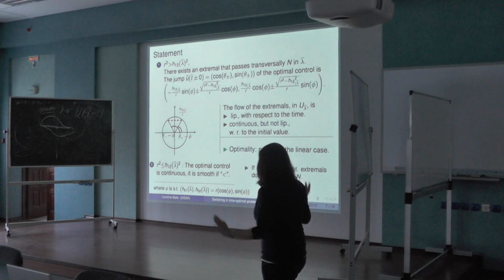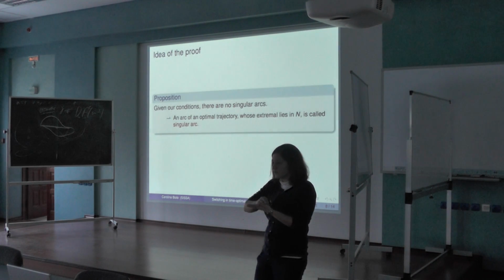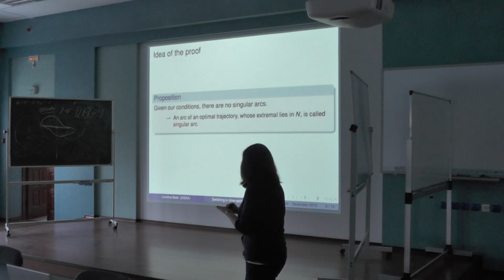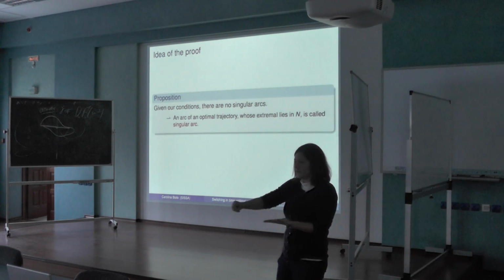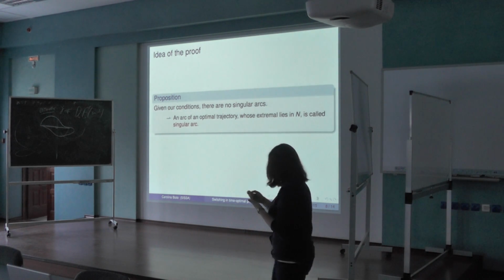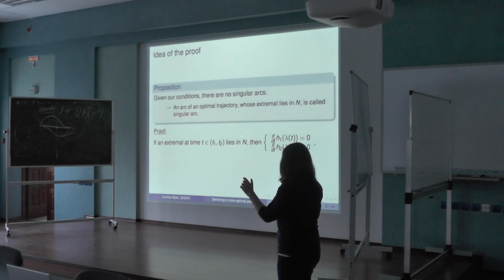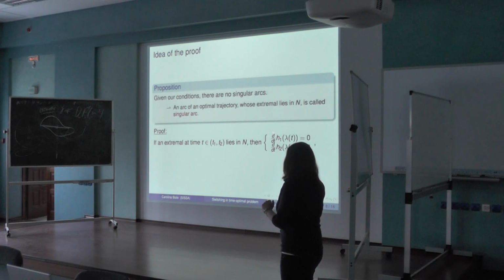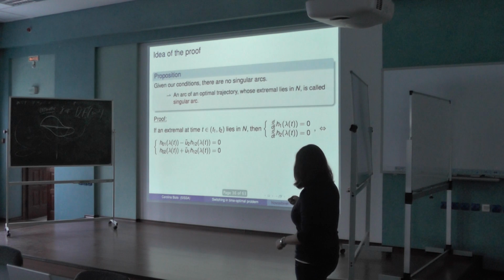This is the end of the complete statement that we have proved, and I would like to show you the idea of the proof. First of all, I want to show you that, given our condition, there are no singular arcs. Singular arcs are optimal arcs that have the extremal lying in the singular locus. Why? Because if we have an extremal that in a time interval lies in the singular locus, then the time derivative of this condition must continue to be 0. And this is equal to these equations.